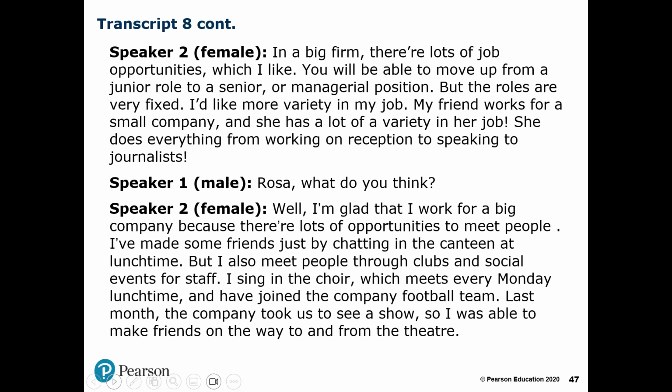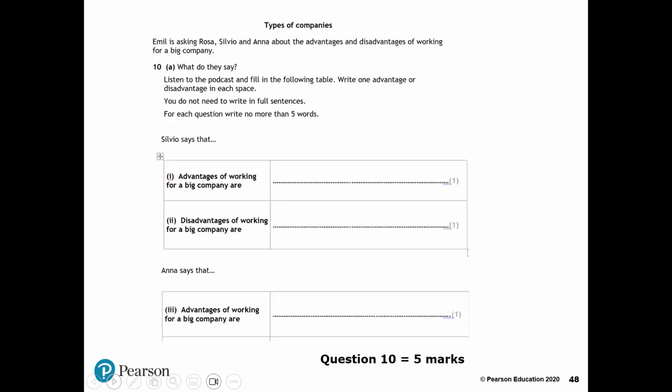And as we saw previously, some slightly more unusual items of vocabulary. You know, in that speaker two, you move up from a junior role to a senior or managerial position. So some slightly more complicated things to understand.